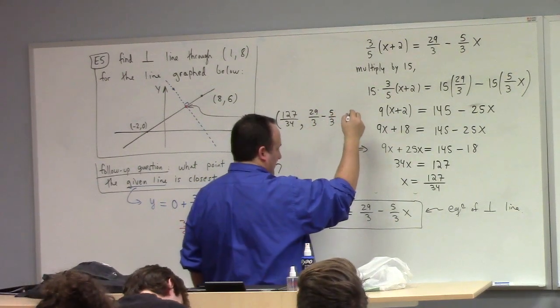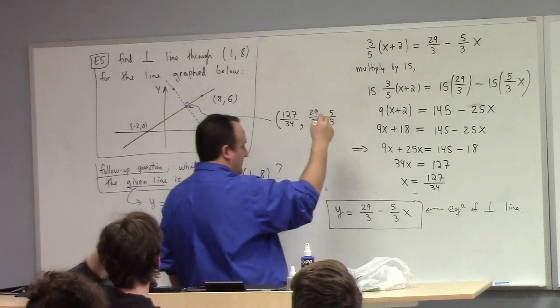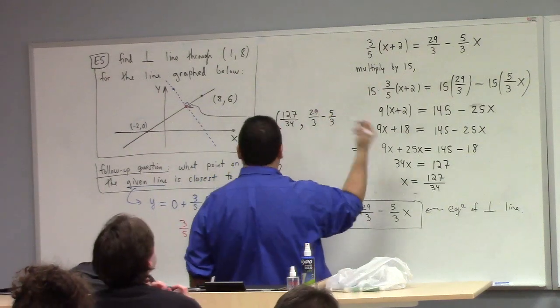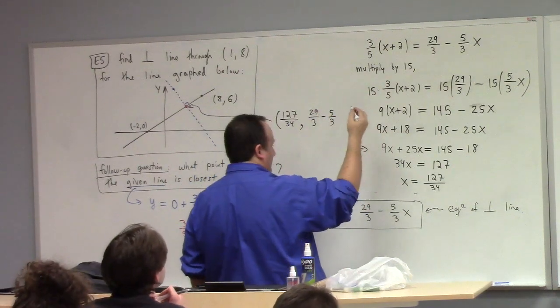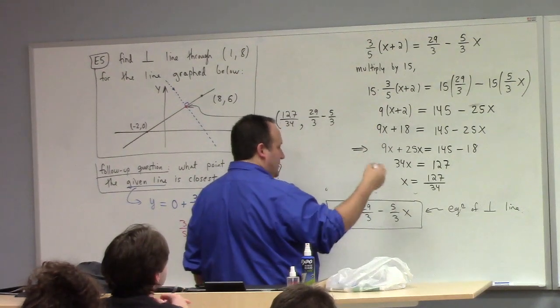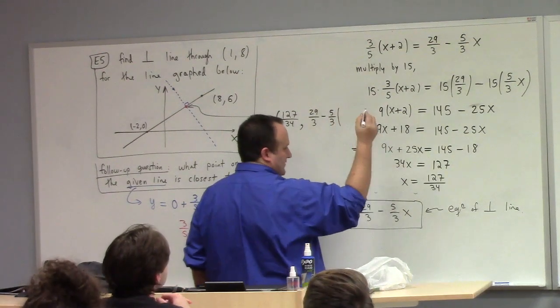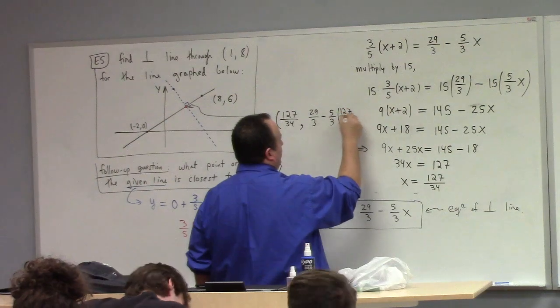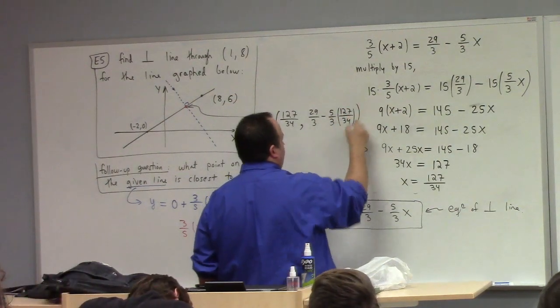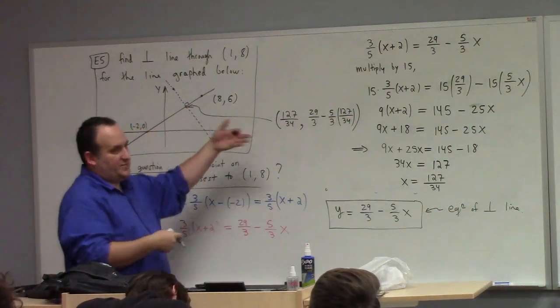This is what I get for giving you guys that book to look at. I was going to work book problems today. Easy peasy, nice fraction book problems. But no, I have to make up my own problem, dummy. Me, not you. Let's see here, 127 over 34. And then you could simplify that fraction.